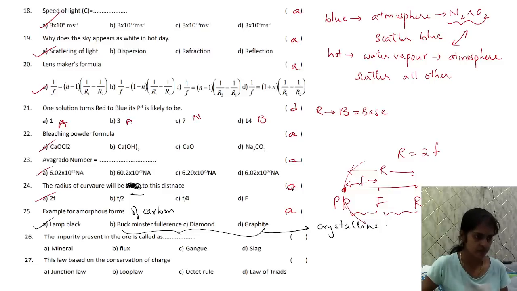Next one, you see, impurity present in the ore is called. What is the impurity present in the ore called? It is gangue. Okay, impurity is called gangue.